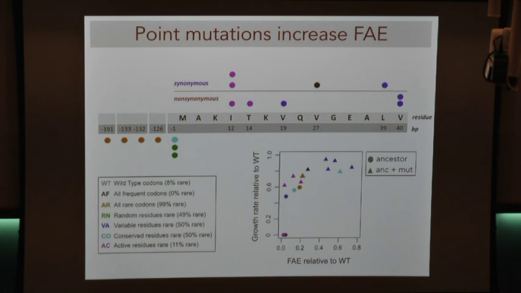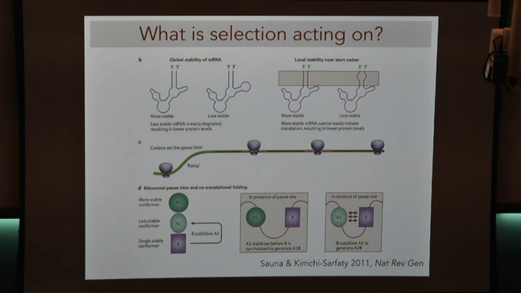Some were, yeah, well, actually some of the regulatory ones are also deletions, point mutations which cause deletions. But I think one or two of them might be AT to GC, but they're largely GC to AT mutations. Okay, so what is selection acting on then?